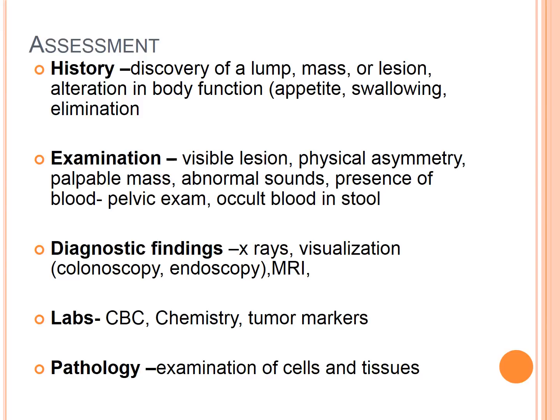Different labs, so CBC, complete blood count, also your chemistries, and tumor markers can also be done, to assess if someone has a high level of tumor markers indicating that they have a tumor somewhere in their body, that there's an abnormal release of these tumor markers when there's evidence of tumors within the body. That's what I'm trying to say.